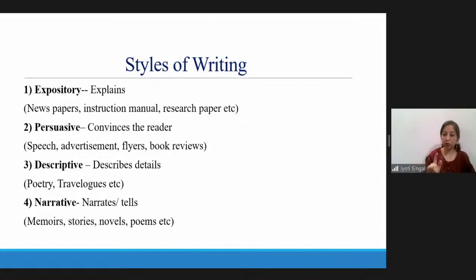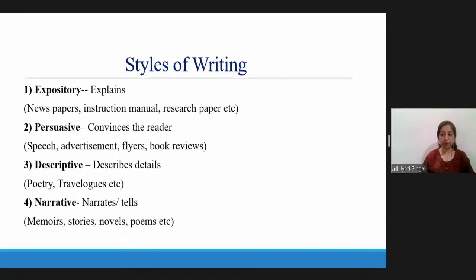Okay, I'll show you some examples of a flyer soon once I move on with the slides. I'll definitely do that. So next is descriptive writing. Sorry, before that, let me just tell you, how does speech come into this writing? I think somebody asked me. Let me see. Okay, Shreya.